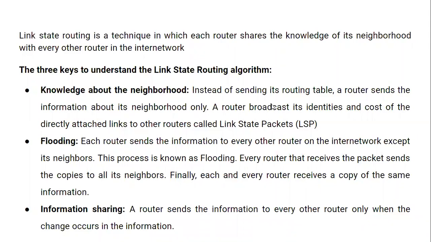See, in the Bellman-Ford algorithm, which is your distance vector routing algorithm, we used to create a routing table and get the information of the neighbor nodes' values. Here we don't create any routing table. Here we directly calculate the value of your neighbor node. Okay, so what will happen? The router sends the information about its neighborhood. So each and every router will have the knowledge about its neighborhood only.